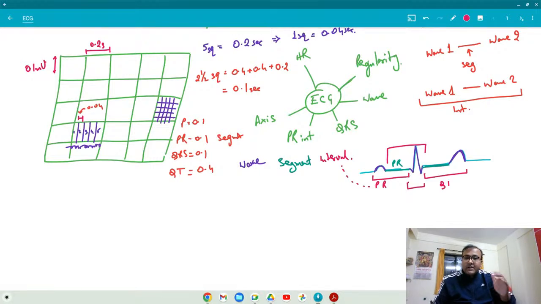Actually, QT interval is from the beginning of the ventricular depolarization. So it is supposed to be from here. I have to extend it a little bit from here. Actually, this one is QT interval. Intervals will always include the waves. Understood or not? Now is it confusing? Got it, everyone?